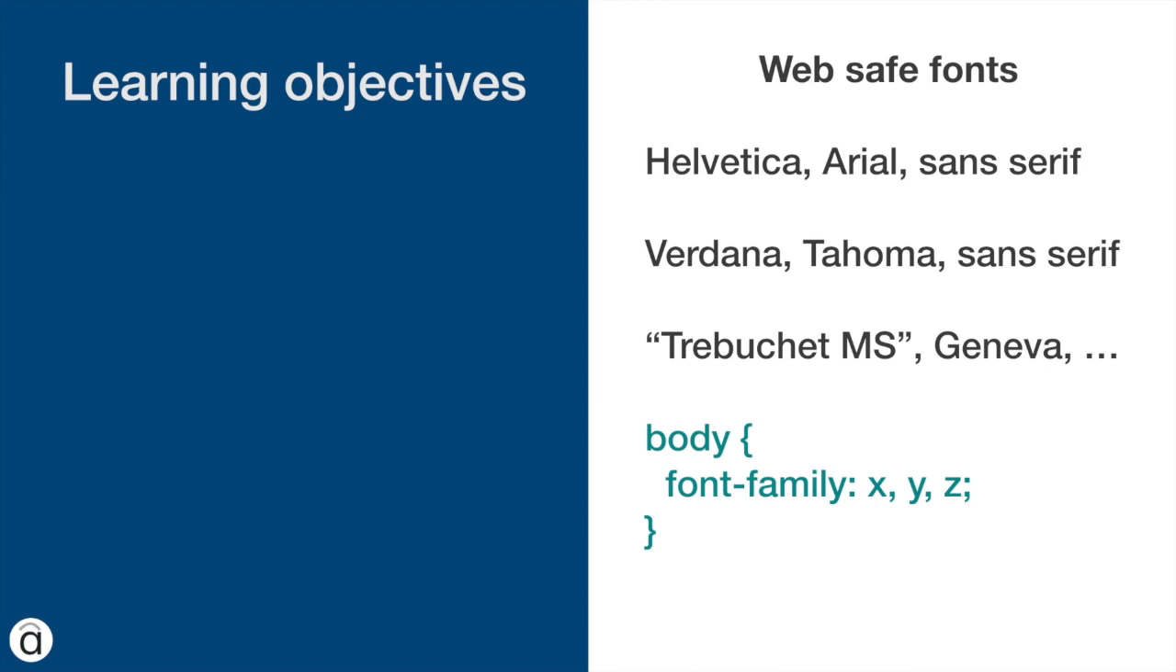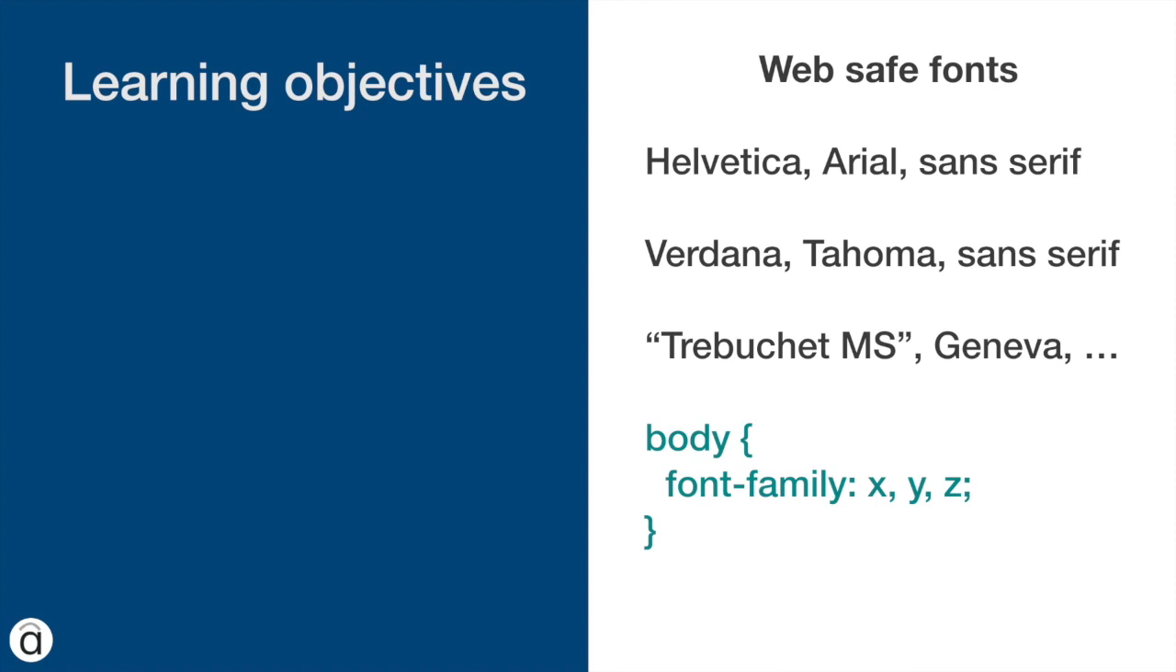But the ones that are the same throughout the browsers and the screen readers, and pardon me, the sans serif ones, i.e. the ones without feet, are named on the screen: Helvetica, Arial, sans serif, Verdana, Tahoma, Trebuchet MS, Geneva, and so on. So you can absolutely guarantee that if you use these fonts, then you're good to go on your web application across all the devices.